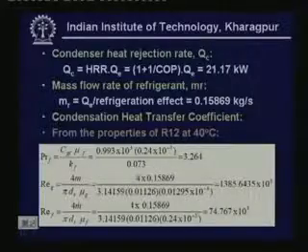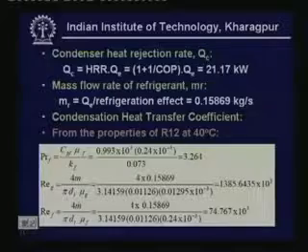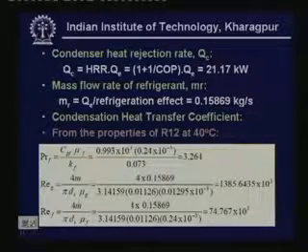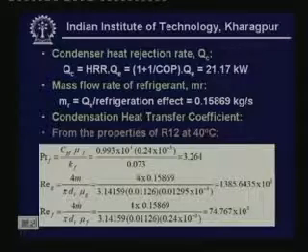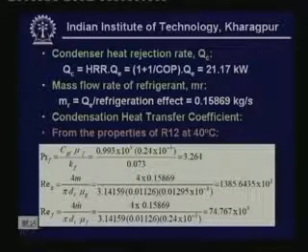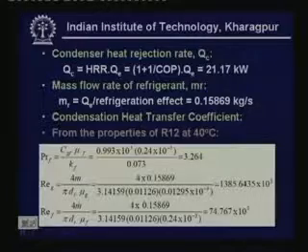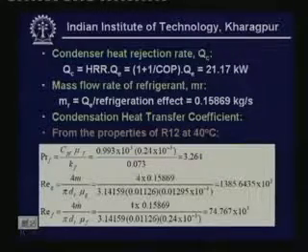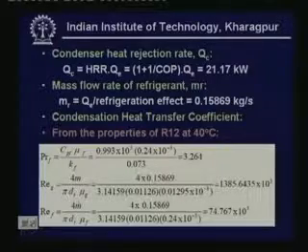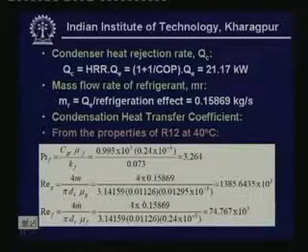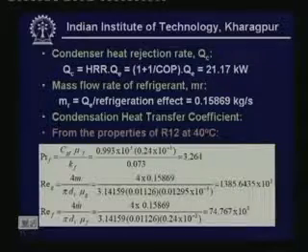That is what I have done here. The condenser heat rejection rate QC is equal to HRR into QE, where QE is the refrigeration capacity, that is 5 tons, and HRR is 1 plus 1 by COP, and COP is given as 4.9. We convert 5 tons into kilowatts by multiplying by 3.5167. If you multiply that and substitute the values, you find that the required heat rejection rate at the condenser, QC, is equal to 21.17 kilowatts.